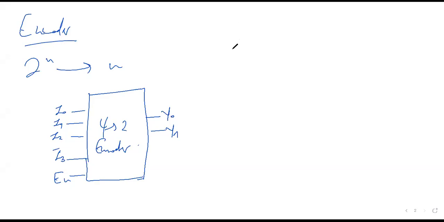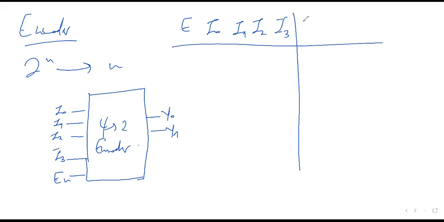I can go on and construct a truth table for this. Inputs, I0, I1, I2, I3. Enable as well. Outputs, Y0, Y1.